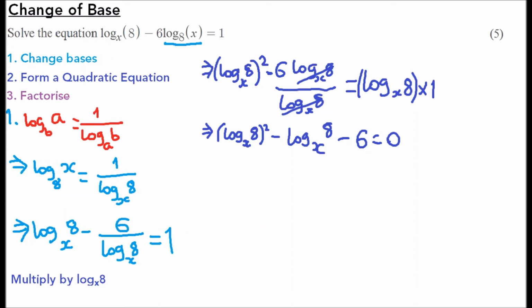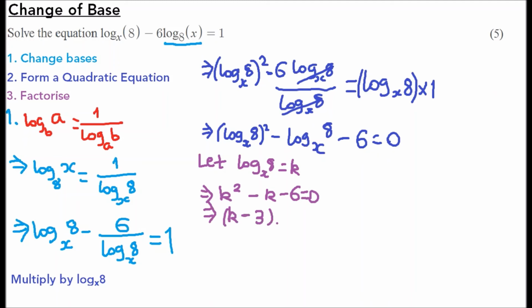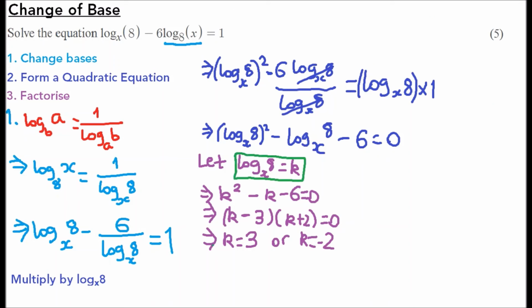If this doesn't make any sense to you, you can set log 8 to the base x as k. That means that k squared minus k minus 6 equals 0. And once you factorize, you get k equals 3 or k equals negative 2. Now if we substitute log 8 to base x back into k, we get log 8 to base x equals 3 or log 8 to base x equals negative 2.